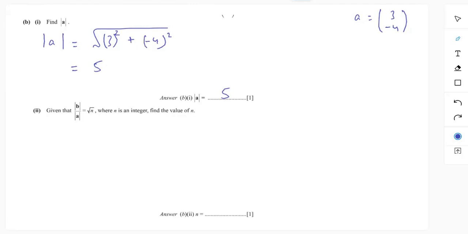That's equal to square root of n, where n is an integer. Find the value of n. Okay? Let's do that. Modulus of B. अच्छा, modulus of B निकाल लेते हैं पहले. A का modulus तो है हमारे पास पहले से. B का modulus नहीं है. Let's find that as well.